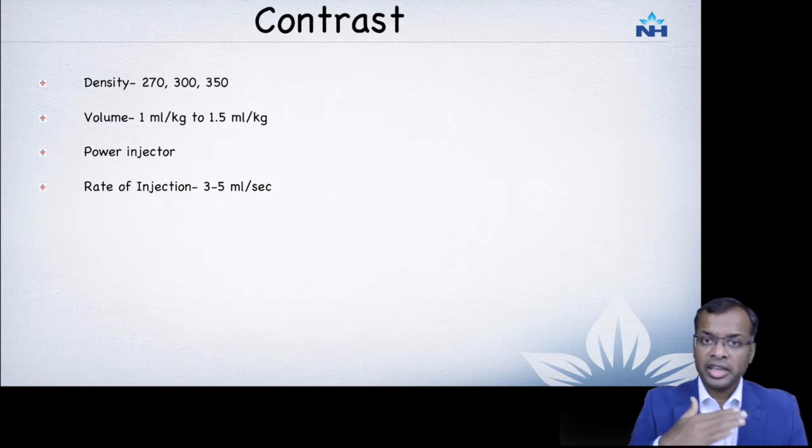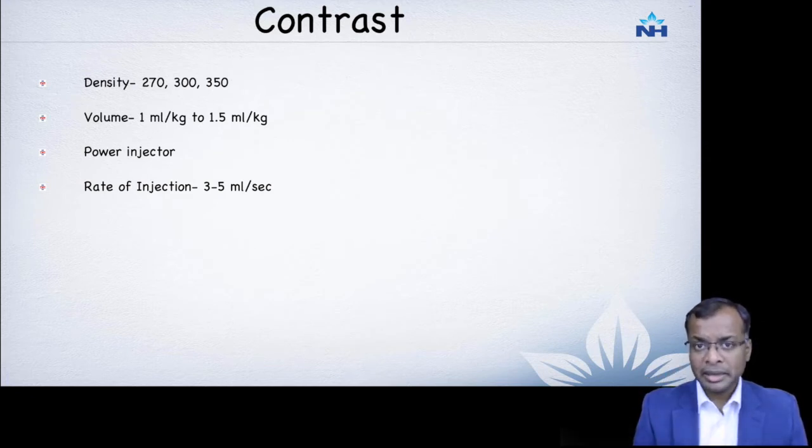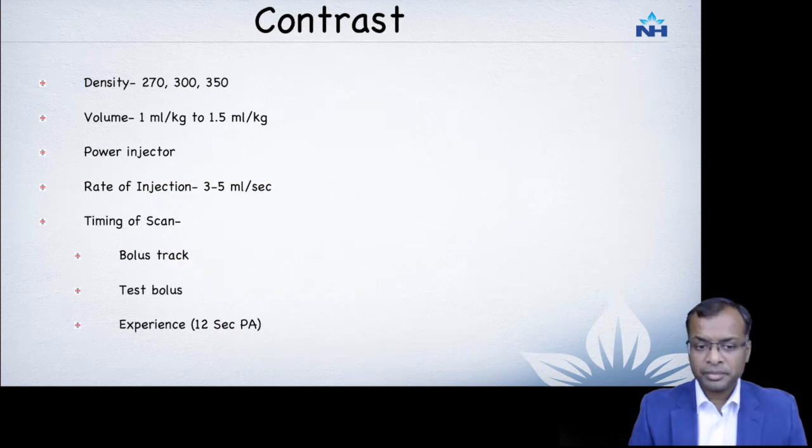There is no logic in injecting all the contrast in while the scanner is not getting you the scans in the same quick time. Also, if you're doing a simple chest, 3 ml per second is pretty good. If you're doing an angiogram study, you have to use a higher rate of injection.